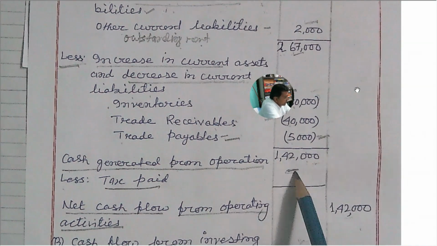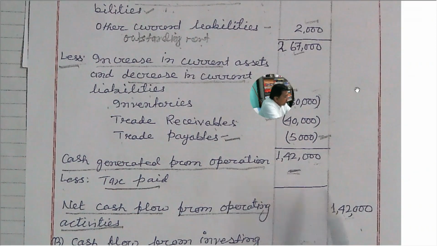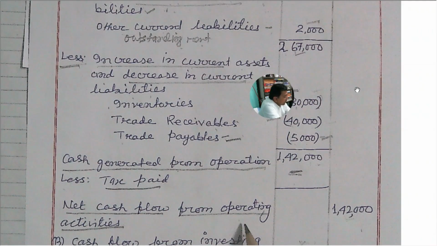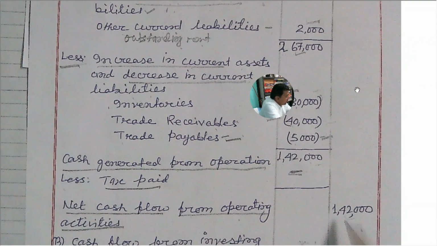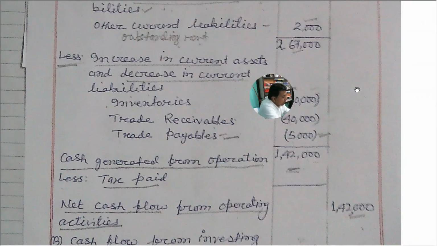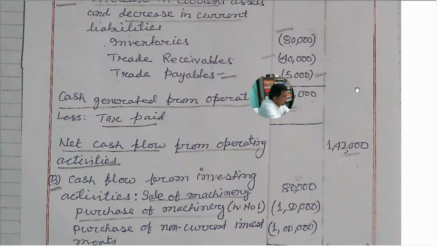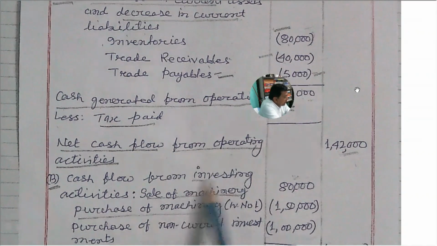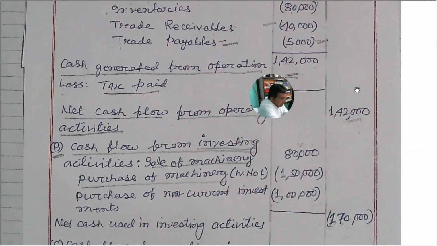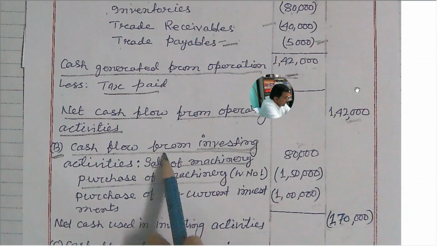But in this question no tax paid information is given, so it is nil. Finally, during the year between the two balance sheet dates, the total cash inflow through operating activities is only 1,42,000. And thereafter the next heading is investing activities, that is, cash flow from investing activities.